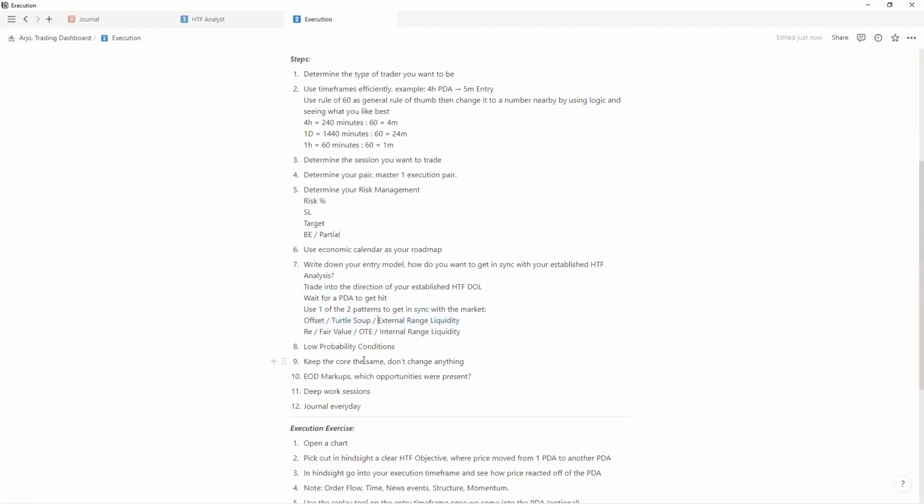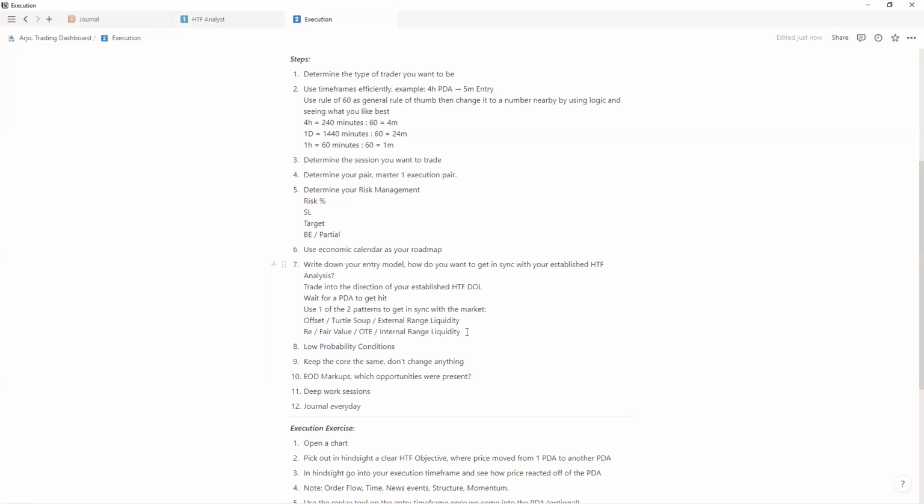Then the next pattern you have is a reaccumulation, a fair value, OTE, internal range liquidity, aka a retracement entry. So you're either entering off of external range liquidity, which is the 2022 mentorship entry model, or you're waiting for price to get into alignment, which I like the best because it gives me the most certainty. Order flow is already in my favor. Then I like to wait for a fair value entry, a very simple 5-minute retracement entry. So these are the only two patterns you'll have, and you decide which one you'll take.